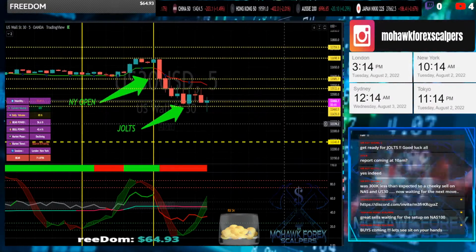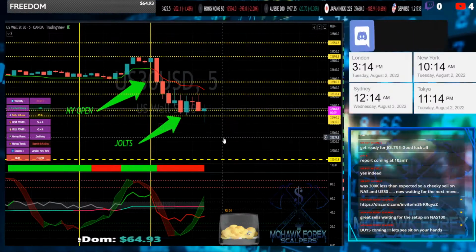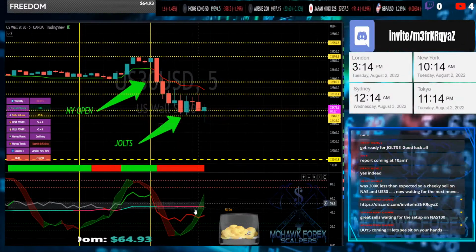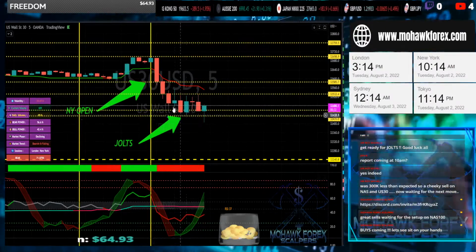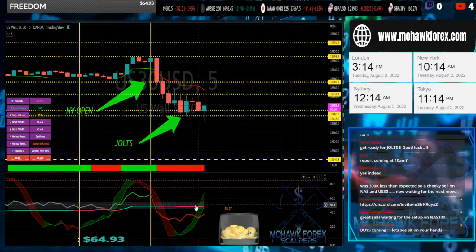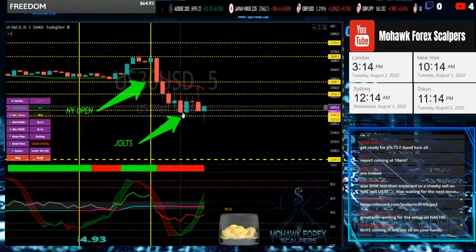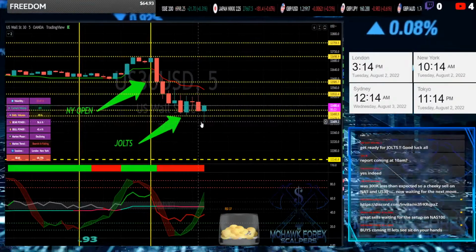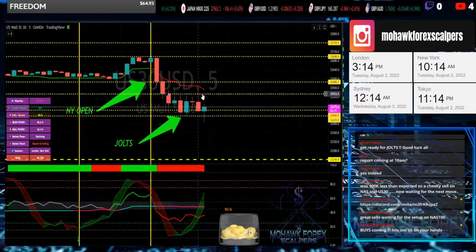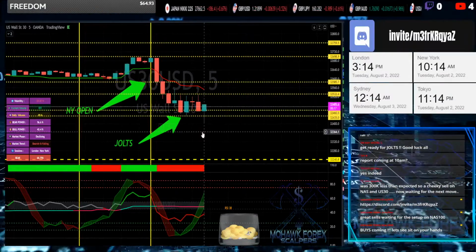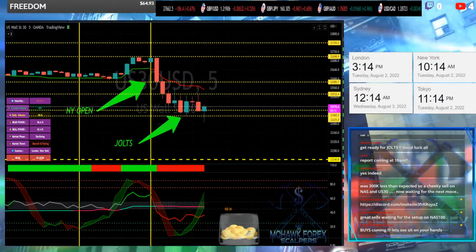What you want to do is just get all these three items sync together. At the moment we're in a range, stochastic green, so it's this range. Still can scalp this if you want to. See it break this, one way or the other.